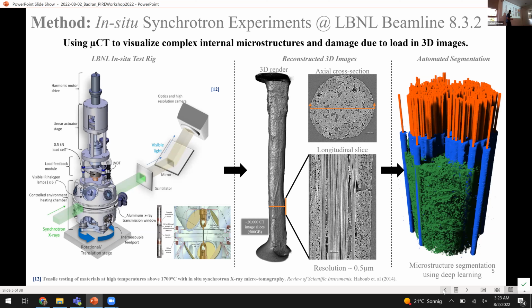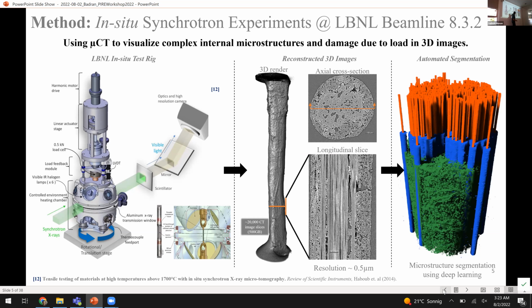And when you get out of this, there's a lot of data. This is just one scan of the sample before even loading, and it's about 2,000 cross-sectional images. So this is about 500 gigabytes before even loading the sample. So it's a lot of data in 3D.